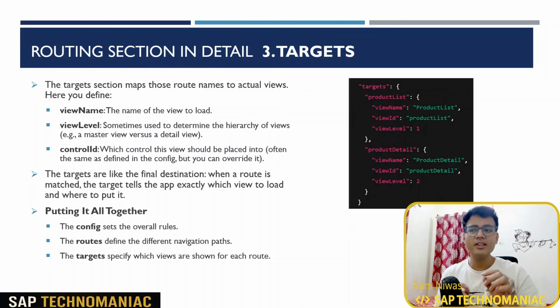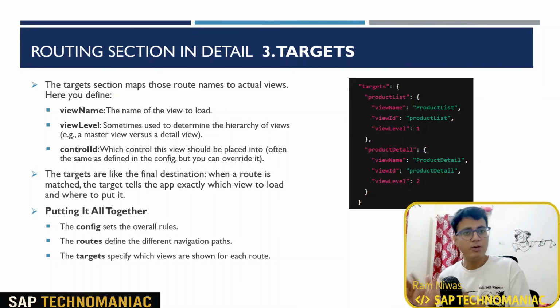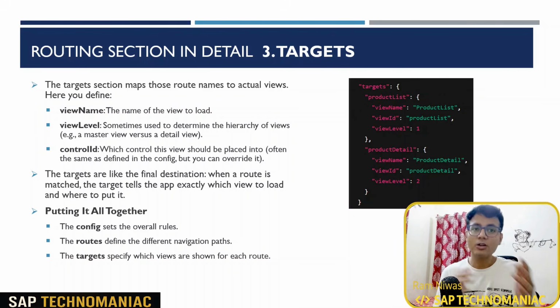The routes define the different navigation paths, where to where you have to go, and the target specifies which view should be shown whenever the pattern matches. You can go through all these things in the theory section, but overall, how we can navigate from one page to another page, one application to another application, all those things we will define in the routing.